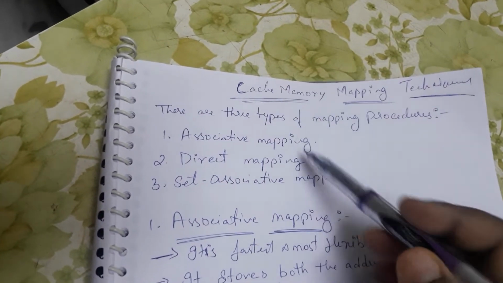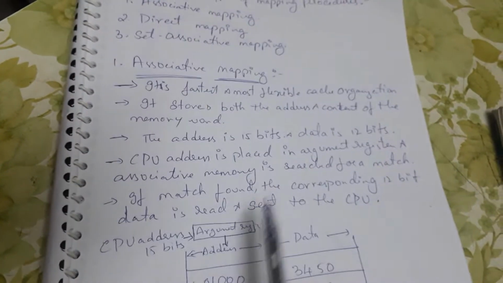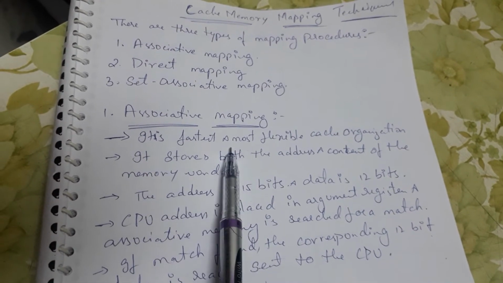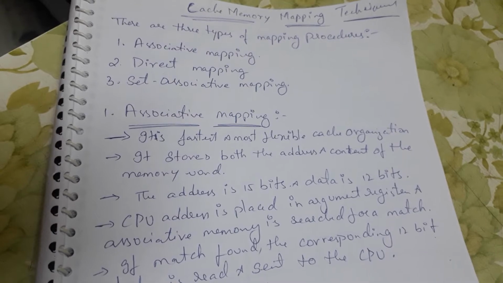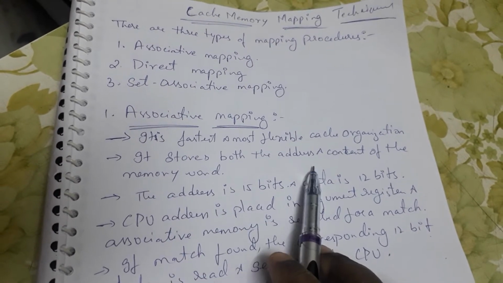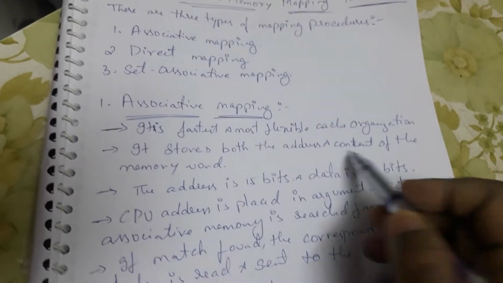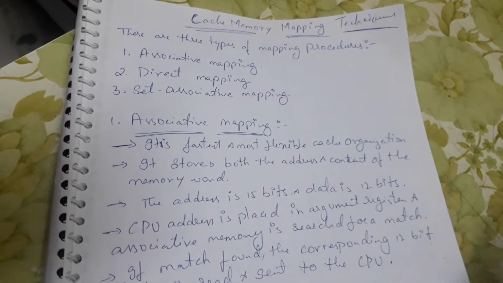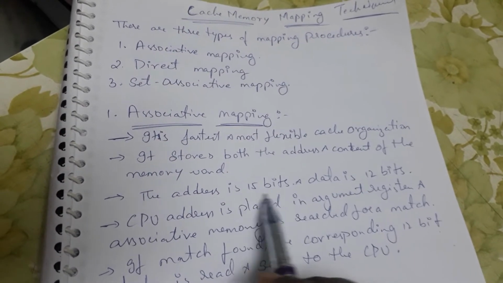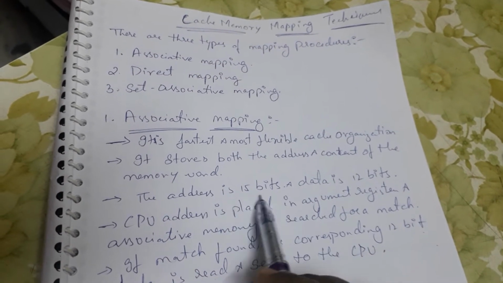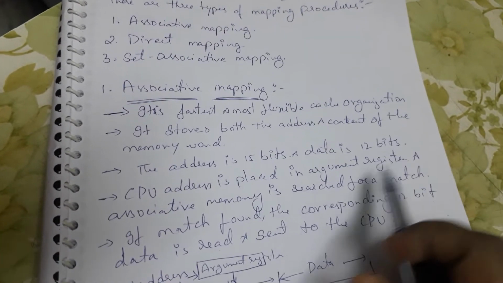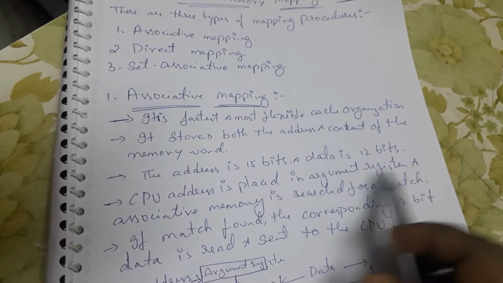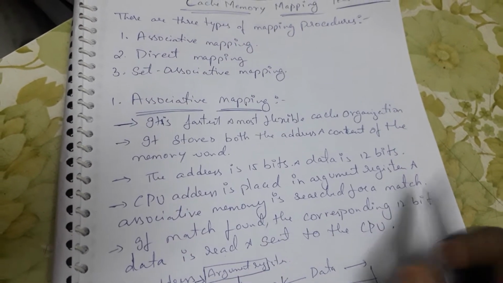As we have already seen, there are three methods. Among them, the first method is called associative mapping. Associative mapping is the fastest and most flexible cache memory. It stores both the address and content of the memory word. Content is nothing but the data. So it stores both the address and the data of the memory word. The address size is 15 bits and the data is 12 bits. The CPU address is placed in an argument register, and the associative memory is searched for a match.